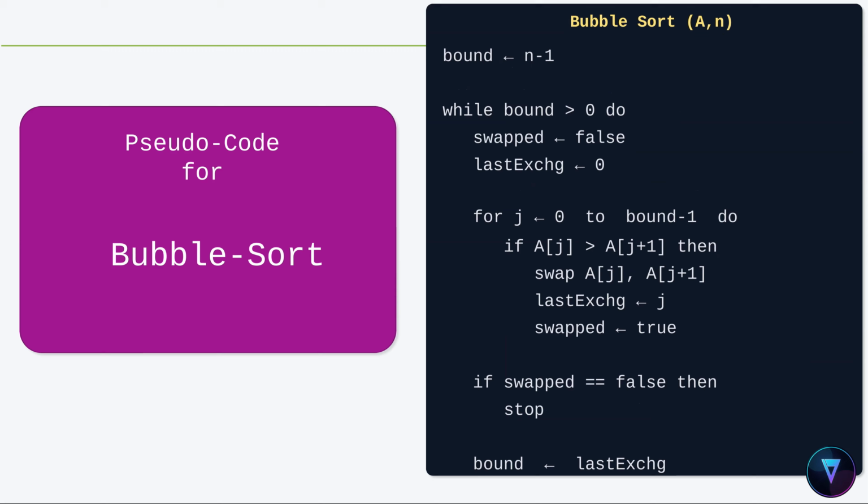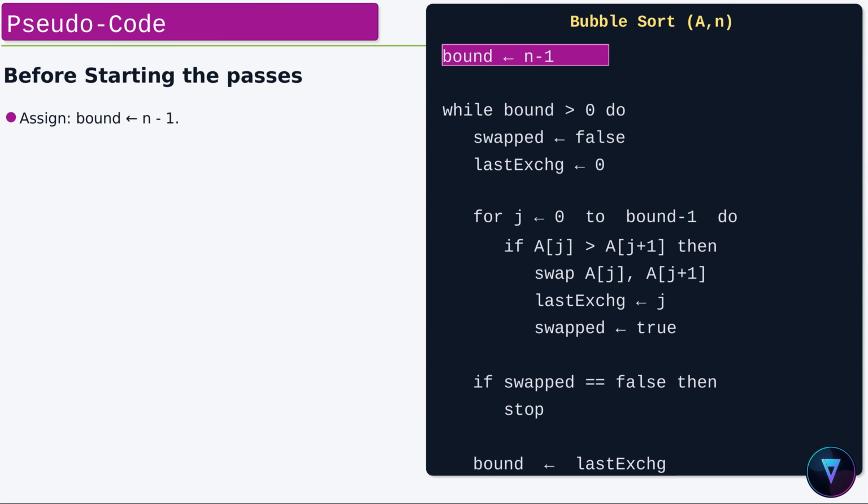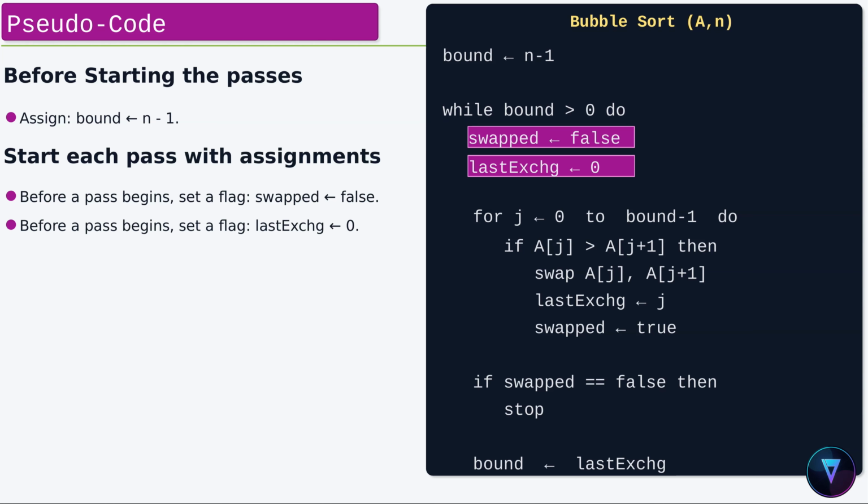Translating that to the algorithm pseudocode, we start by setting our search area. We initialize a variable called bound to n-1, where n is the total number of items. Right. And that sets up a loop that runs while bound is greater than 0. Okay, so we have this main loop running. What happens inside it? Well, at the very start of each pass, it sets a Boolean variable called swap to false, and it also sets a tracker called lastExchg to 0. Oh, got it. So it resets those before doing any actual comparing.